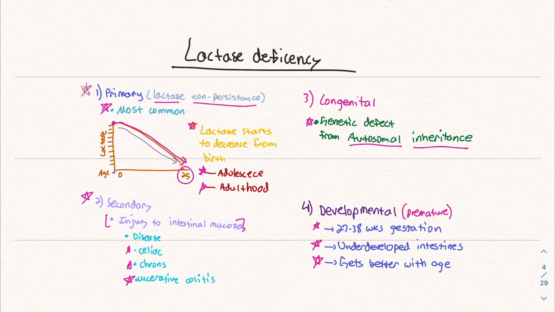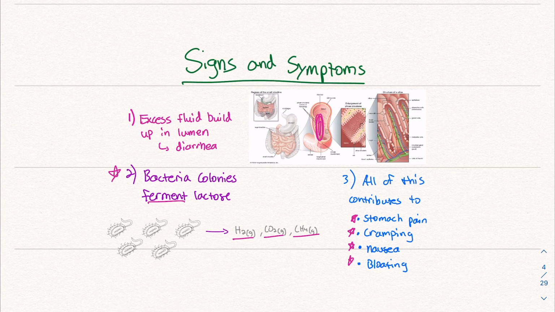We learned the different types of lactase deficiencies: primary, secondary, congenital, developmental. We learned that primary is the most common type of lactase deficiency, and they all have different causes and reasons. All of them tell us that lactase isn't common in that brush border. We learned about the signs and symptoms. When lactose isn't processed, fluid is built up, causing diarrhea. The bacteria ferments the lactose, causing gas. All this contributes to stomach pain, cramping, nausea, bloating, all the terrible symptoms that you experience when you consume dairy.